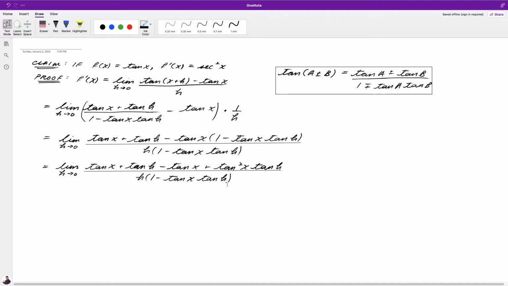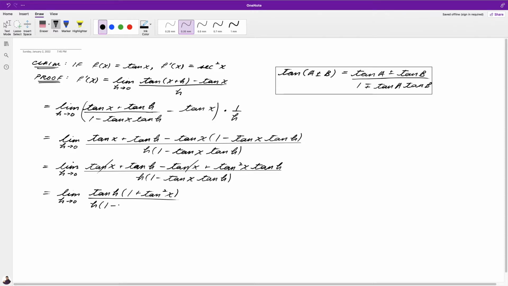Looking good, okay. So tan x minus tan x, of course, is going to go to 0. That was nice. And this term here and this term here have a tan h in common. Let's go ahead and take a tan h out. So this is going to give us the limit as h trends to 0. We're going to have now tan h, and then in parentheses, 1 plus tangent squared x, all of that divided by h times, of course, the quantity 1 minus tan x tan h. All right.